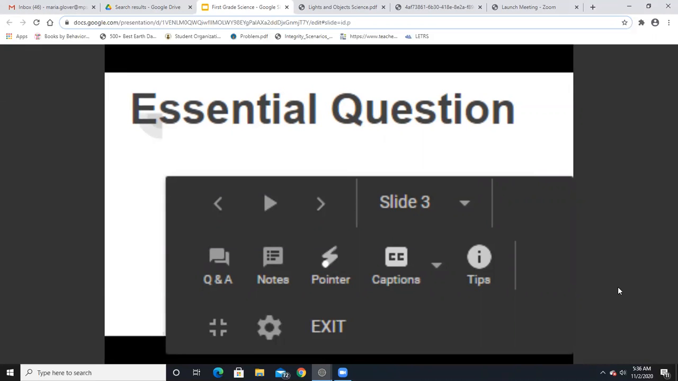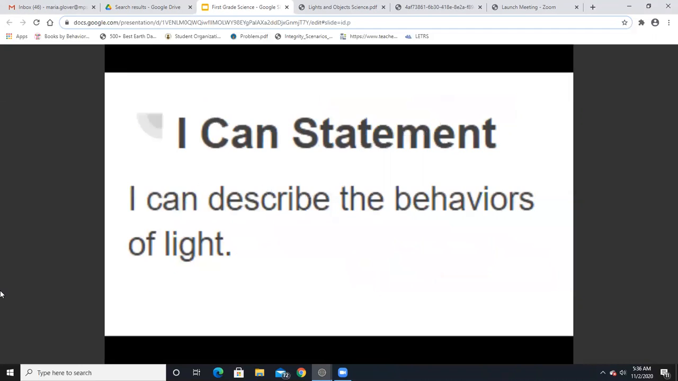Our essential question is, what are the behaviors of light? Our I can statement is, I can describe the behaviors of light. Today we are going to read a passage titled Lights and Objects, and there will be comprehension questions after the article is read for you to answer, complete, and submit via Schoology. I will also have them presented to you where you can print them or look at them and work at your own pace.